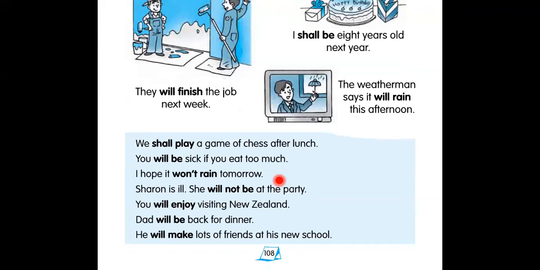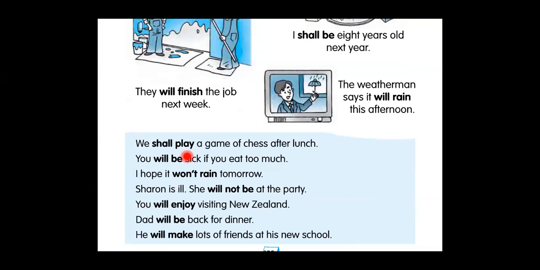See over here, next sentence. We shall play a game of chess after lunch. I hope it won't rain tomorrow. So here won't is used instead of will not. Okay, will not, instead of will not, here won't is used.